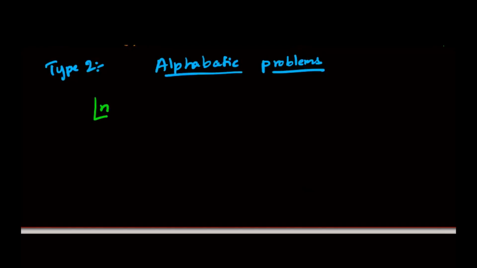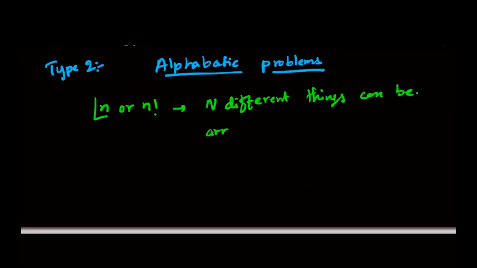N factorial, when I say, right, it means there are n different things. What is the significance of n factorial? We should know. It simply means n different things, and different things can be arranged in a straight line in n factorial ways. So let me give you the proof as well.